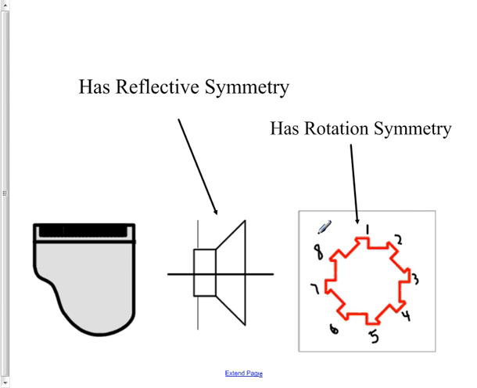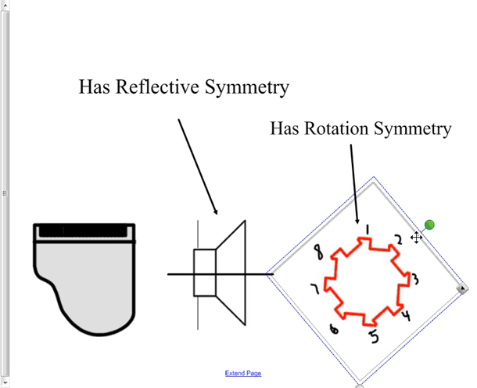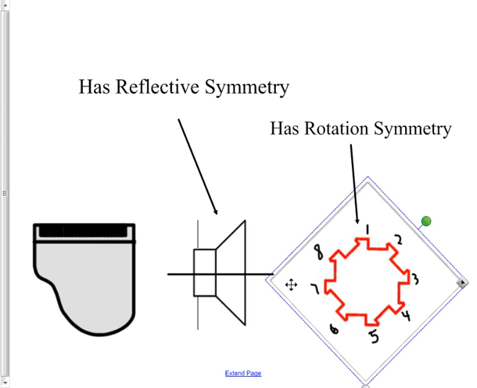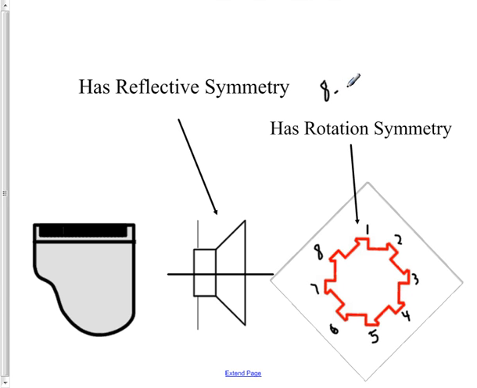So if we rotate this thing, the 1 will match up with the 2, and then the 2 will go to the 3, and the 3 will go to the 4, and so on. What our book uses is that we could rotate this thing 8 times and it would still line up with itself. So this is called 8-fold rotational symmetry.